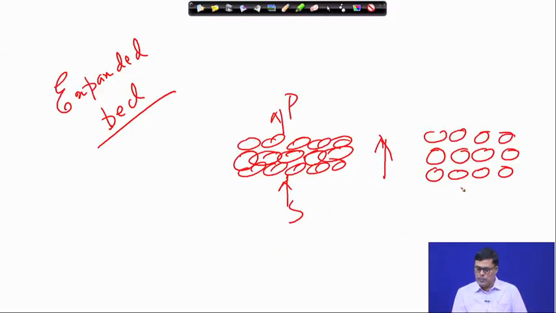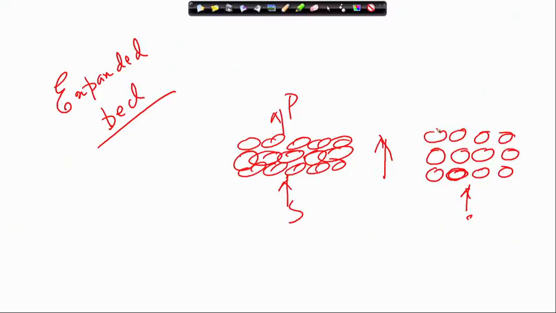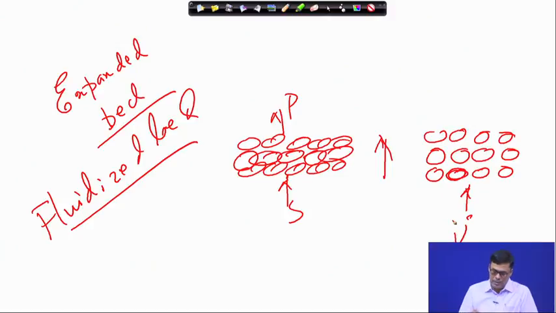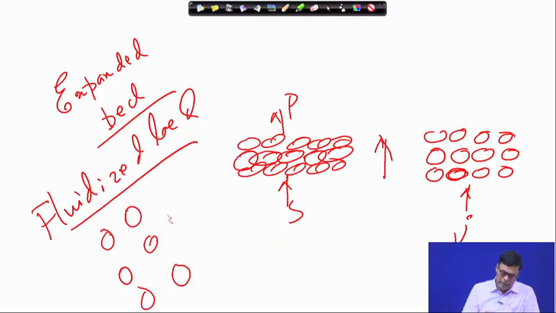Now, as soon as the expansion of the bed takes place, the whole portion of the solid matrix will come in contact with the substrate. Then naturally, your rate of reaction will increase. So, in case of an expanded bed reactor, expansion of the bed takes place. Now, in case of a fluidized bed reactor, this velocity will be much higher. Since the velocity is high, the particle separation is also very high. There the expansion of the bed is also very high. This is how we differentiate them.